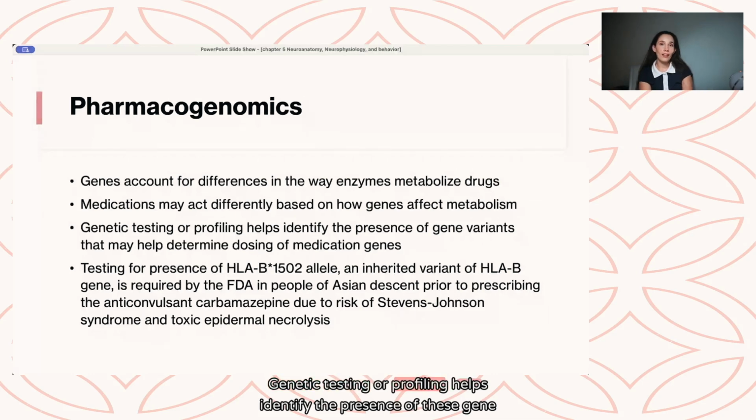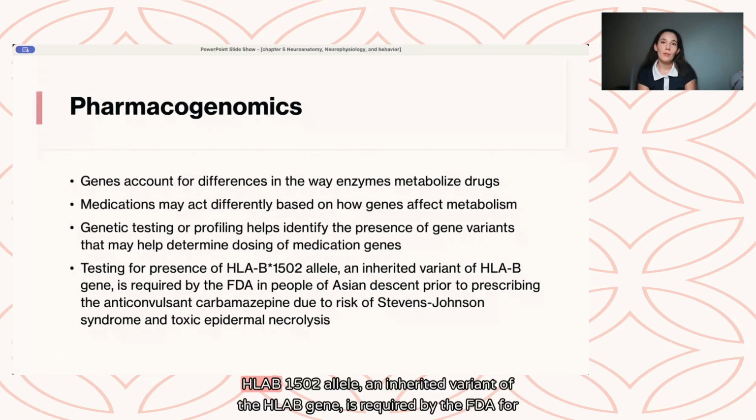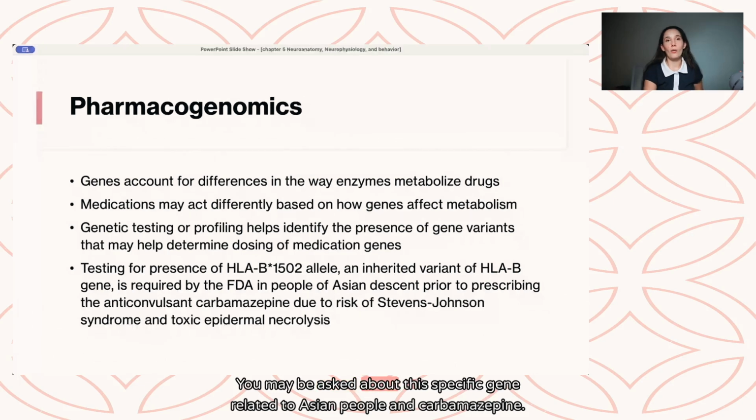Genetic testing or profiling helps identify the presence of gene variants that may help determine dosing of medication. So testing for the presence of the HLA-B*1502 allele, an inherited variant of the HLA-B gene, is required by the FDA for people of Asian descent prior to prescribing the anticonvulsant carbamazepine due to the risk of Stevens-Johnson syndrome. So this is something that you do need to know. You may be asked about this specific gene related to Asian people and carbamazepine.